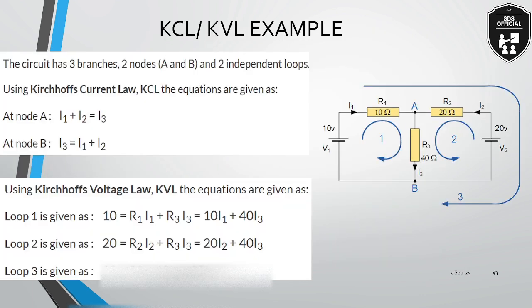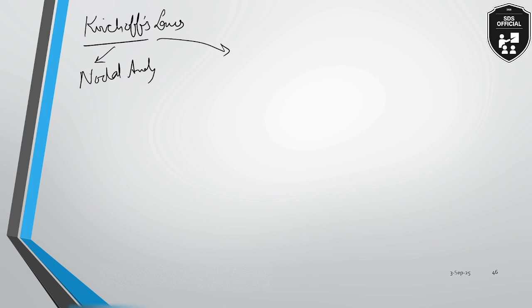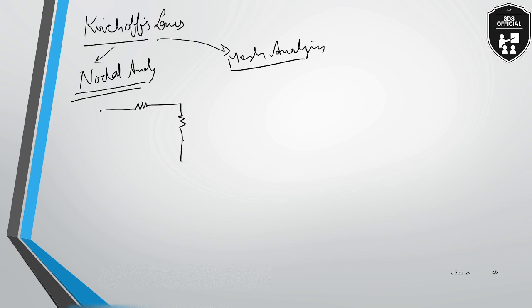So basically there are two laws. Kirchhoff's laws are divided into two parts. The first one is used for nodal analysis. The second one is used for mesh analysis. So let us start with nodal analysis. In your electronics industry, there are certain circuits which have a huge number of branches.